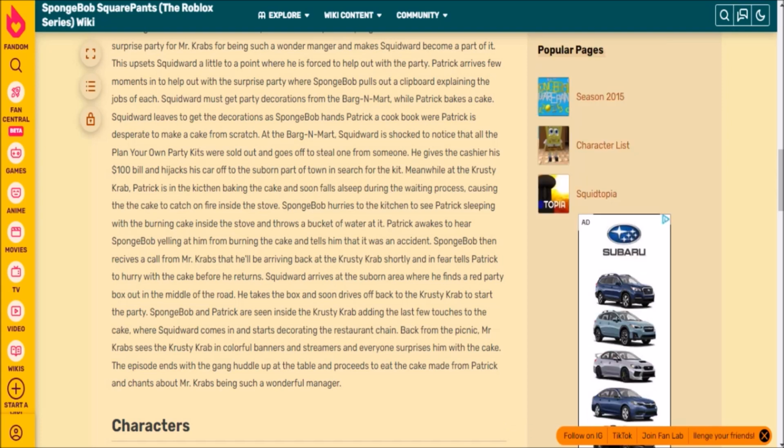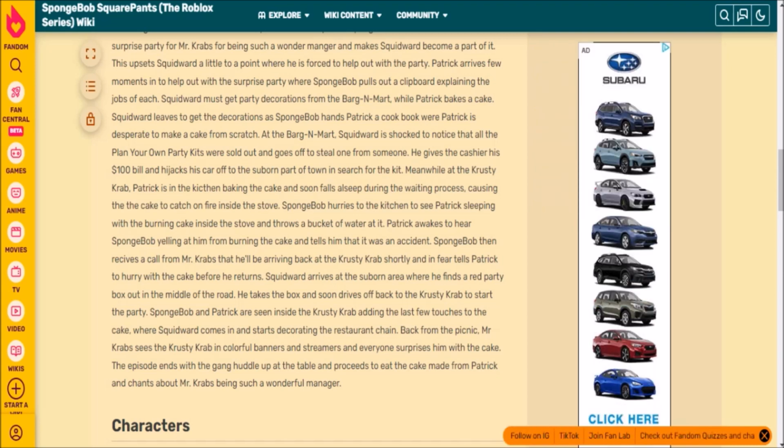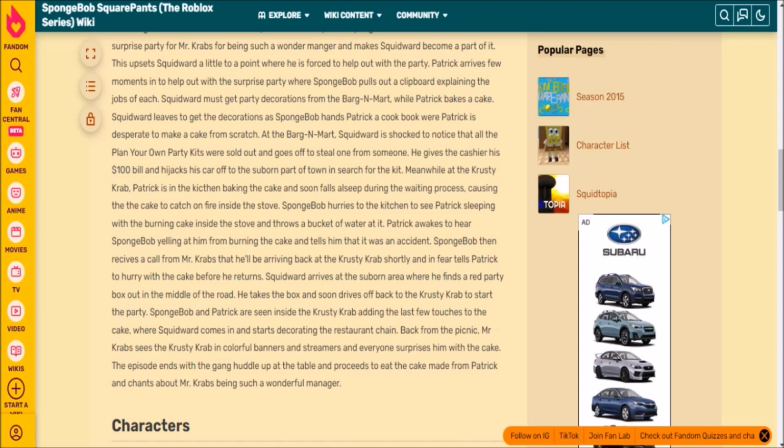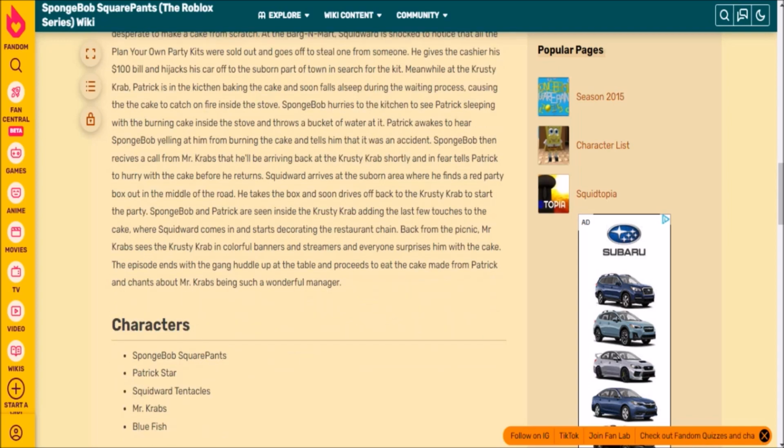He takes the box and soon drives off back to the Krusty Krab to start the party. SpongeBob and Patrick are seen inside the Krusty Krab, adding the last few touches to the cake, where Squidward comes in and starts decorating the restaurant. Back from the picnic, Mr. Krabs sees the Krusty Krab in colorful banners and streamers, and everyone surprises him with the cake. The episode ends with the gang huddled up at the table and proceeding to eat the cake made by Patrick and chanting about Mr. Krabs being such a wonderful manager.